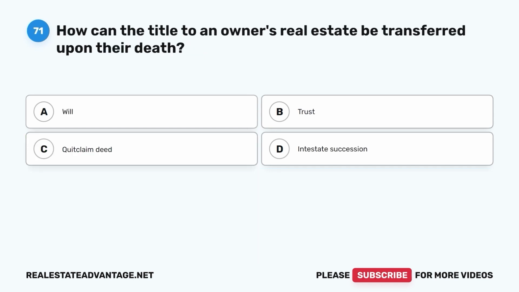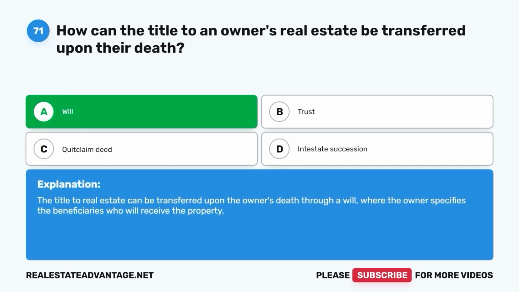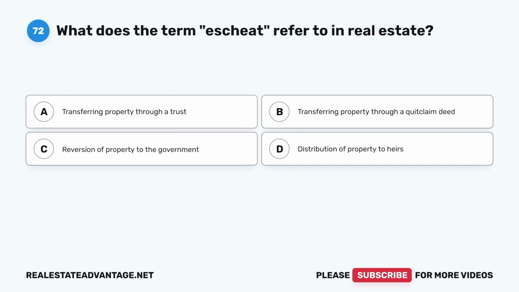Question 71. How can the title to an owner's real estate be transferred upon their death? A. Will. B. Trust. C. Quitclaim deed. D. Intestate succession. The correct answer is A. Will. The title to real estate can be transferred upon the owner's death through a will, where the owner specifies the beneficiaries who will receive the property.